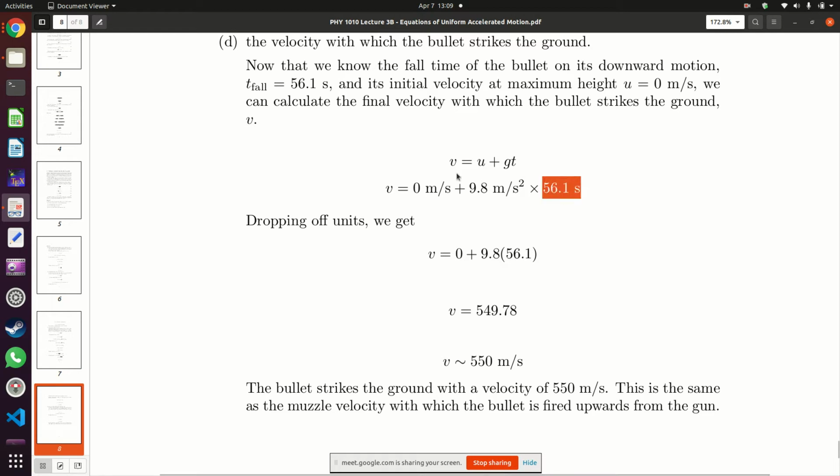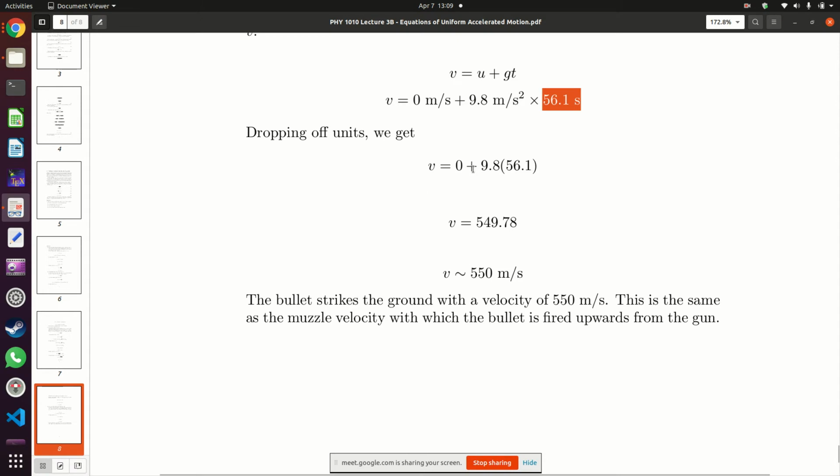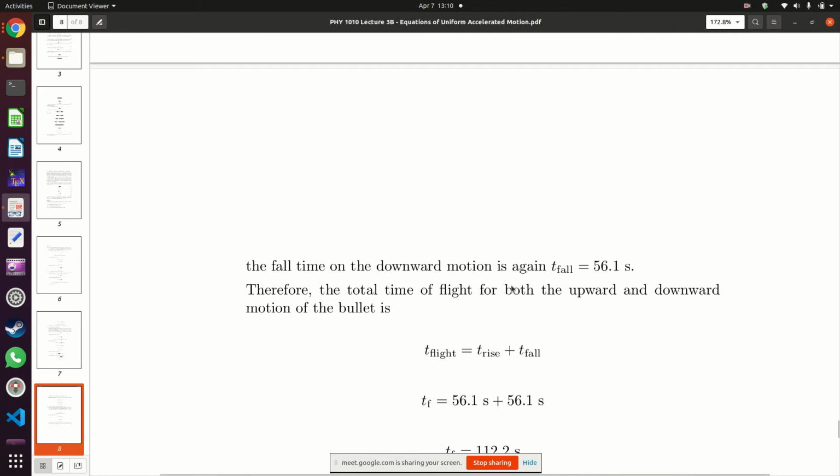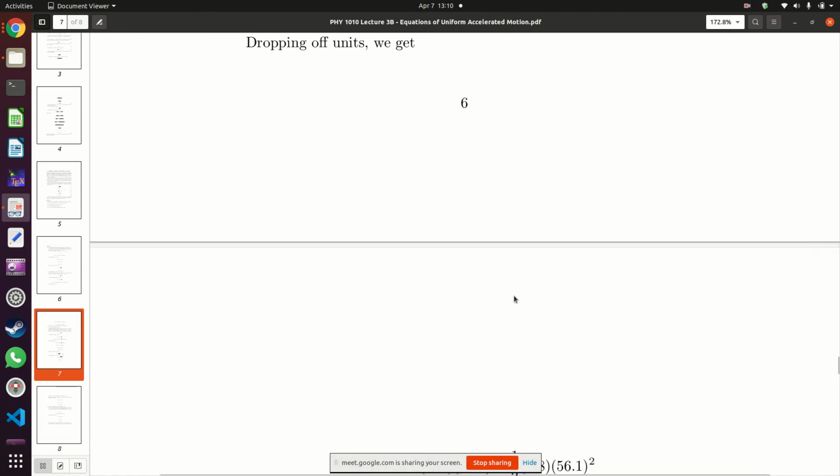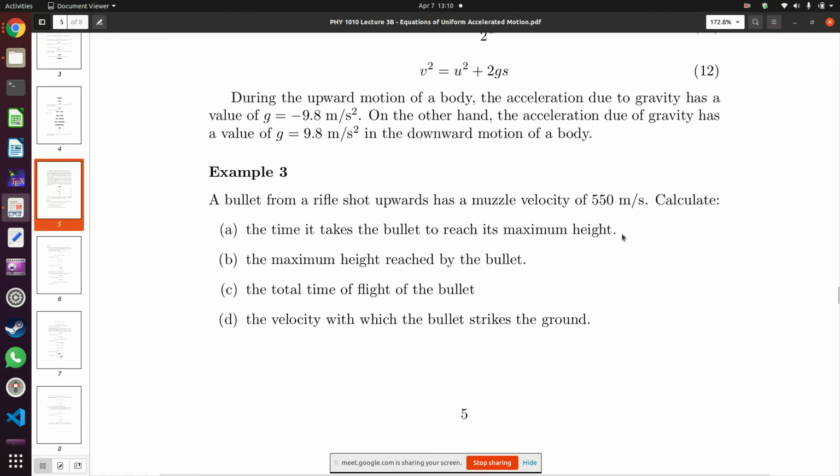We drop off some units, and we end up with v is equal to 0 plus 9.8 times 56.1. You work out what this is, and you end up with v is equal to 549.78. This 549.78 is approximately equal to 550 meters per second. So this 550 meters per second is the same as the velocity with which the bullet left the gun. This is the muzzle velocity, 550 meters per second.